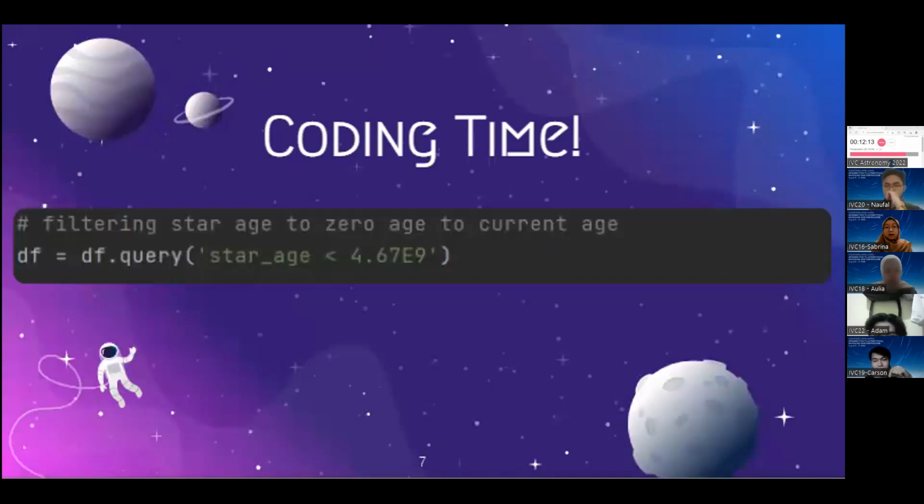Okay, coding time. Actually, our code is quite simple. We follow the codes given by Dr. Lisa. And then, for example, this is a code that is used to filter out the data at a given star age. Next, I will pass the floor to my friends.